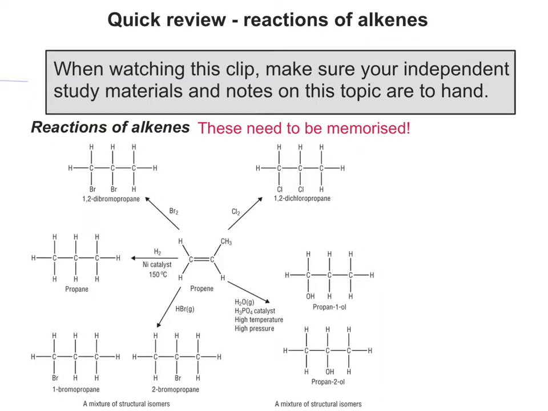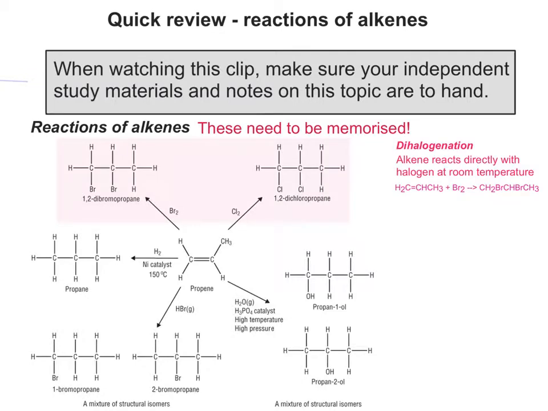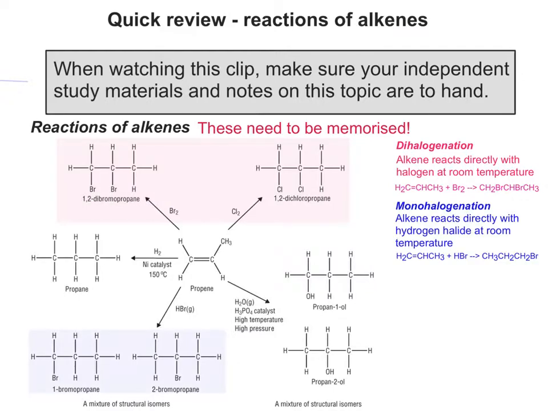So moving on to the reactions of alkenes, these do need to be memorised. This particular flowchart deals with propene. So what I'll do is I'll take each particular section of it in turn and go through the reagents and conditions that need to be remembered. So the first one is dihalogenation, the alkene reacting directly with the halogen at room temperature.